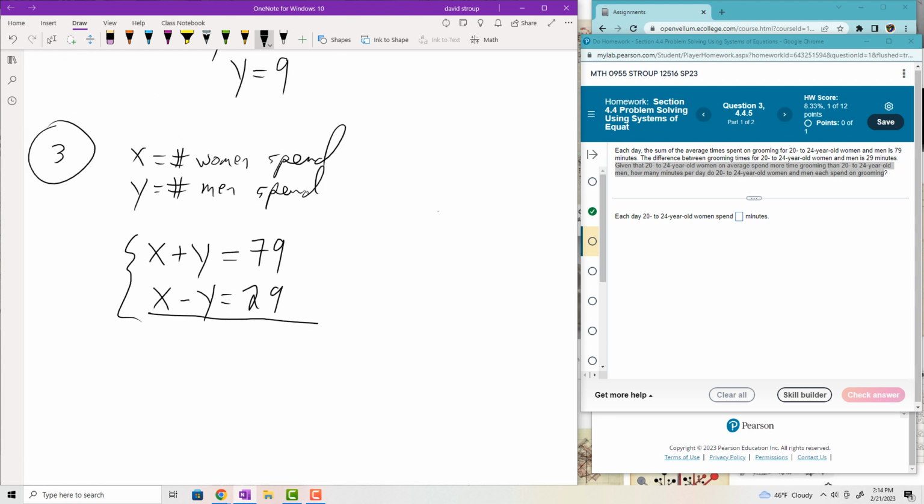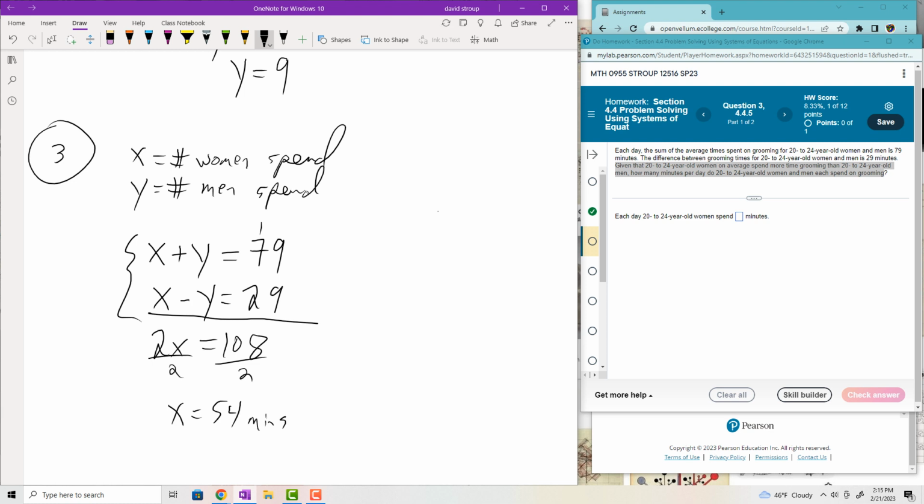From here, we could just automatically do the addition method. x plus x is 2x. The y's cancel. Add here, carry the 1, 7, 8, 9, 10, so 108. Divide both sides by 2, and so x is 54. So the number of minutes women spend will be 54 minutes.